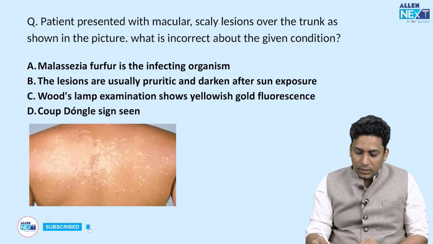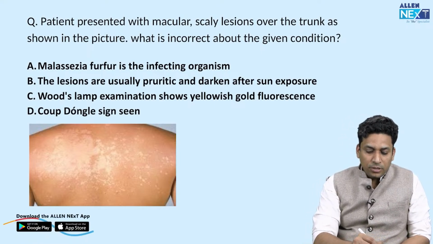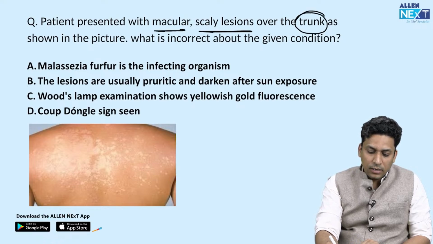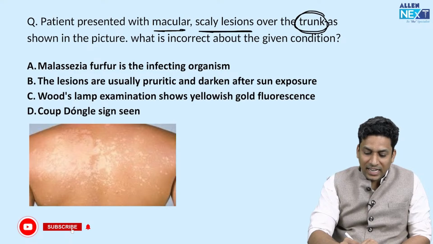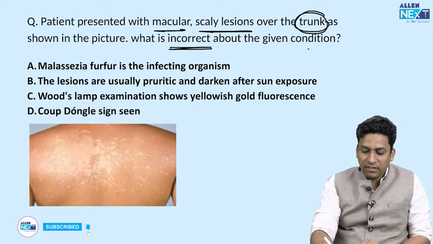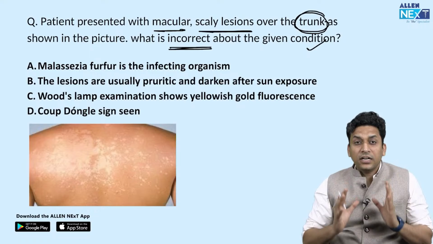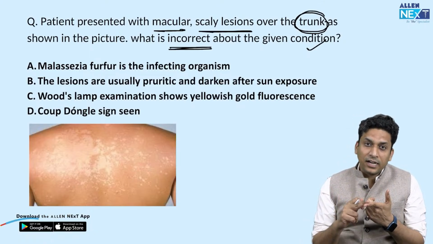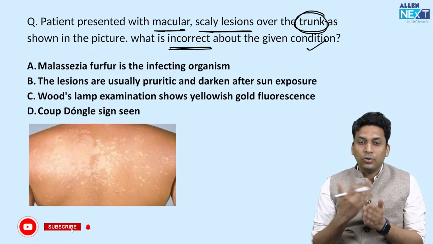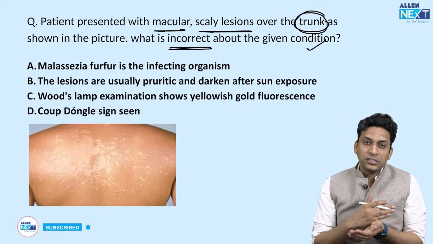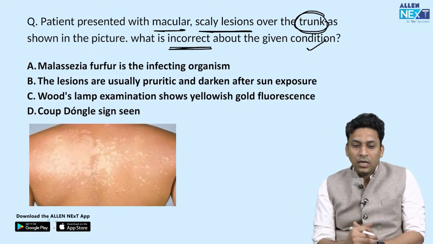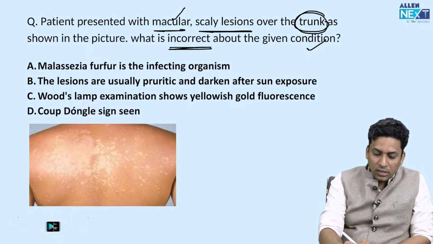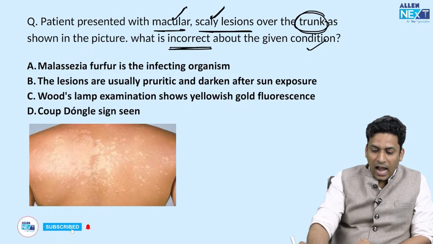Coming to the next question, here they are saying that the patient presented with macular scaly lesions over the trunk, as shown in the picture. What is incorrect about the given condition? Now, whenever you are reading a question, very precisely read the language of the question. It is correct, incorrect, they are asking about true, not true, they are asking false, and whether except is written at the end or not. So here they are asking for the incorrect statement.